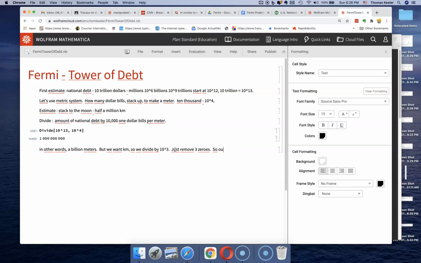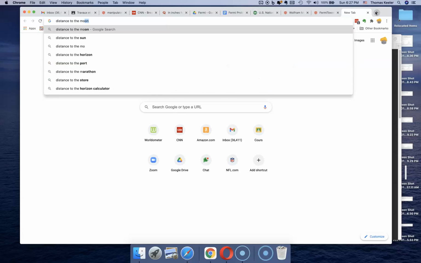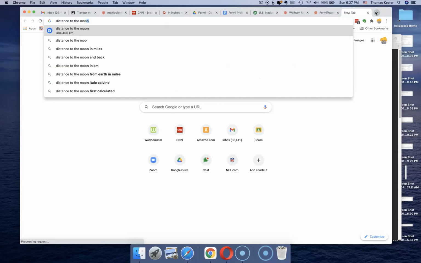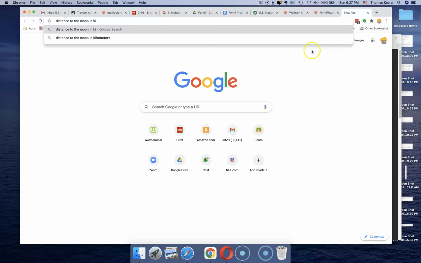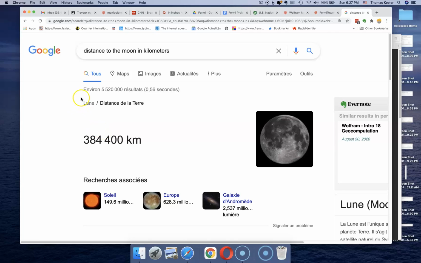So our estimate is 1 million kilometers. Okay, and now let's see if we can add in here. Let's just search real quick. Distance to the moon in kilometers. And so it is 384,000 kilometers.